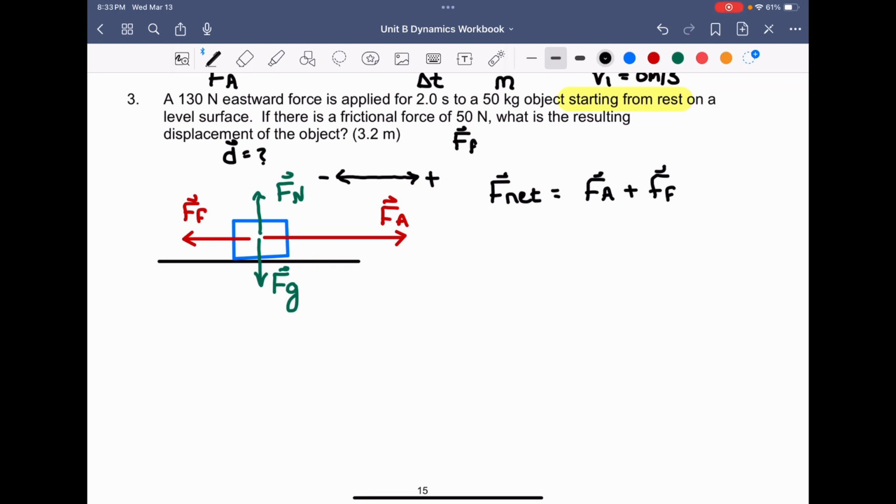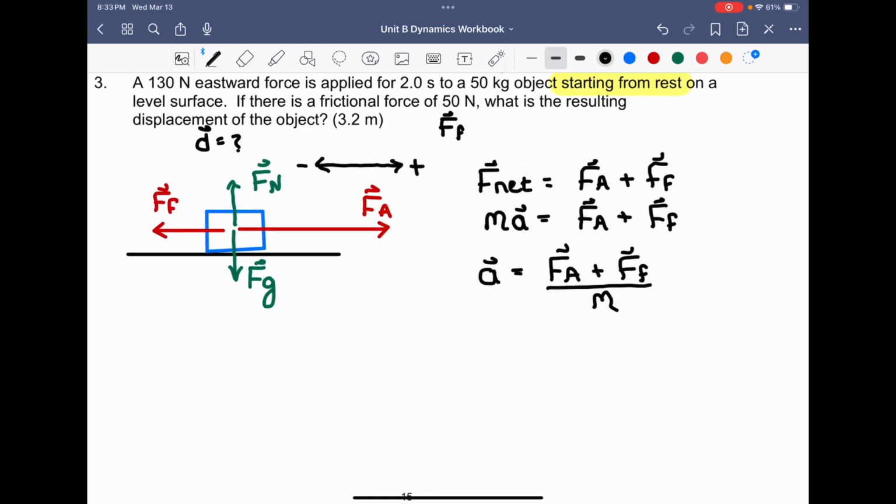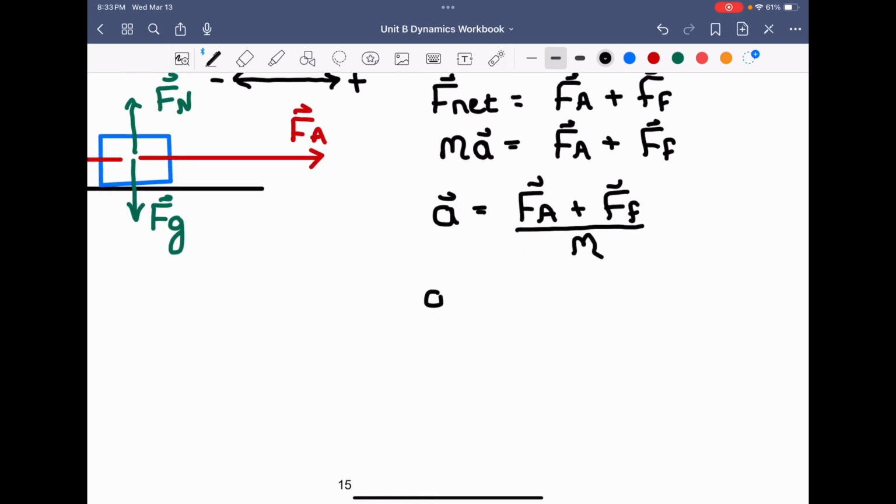Now, I'm going to expand the definition of Fnet and say mass times acceleration is equal to the Fa plus the force of friction. We're going to divide away the mass to both sides, and this is going to give me acceleration is equal to Fa plus the Ff, all divided by the mass of the object. And now we can just plug in numbers to get our acceleration.